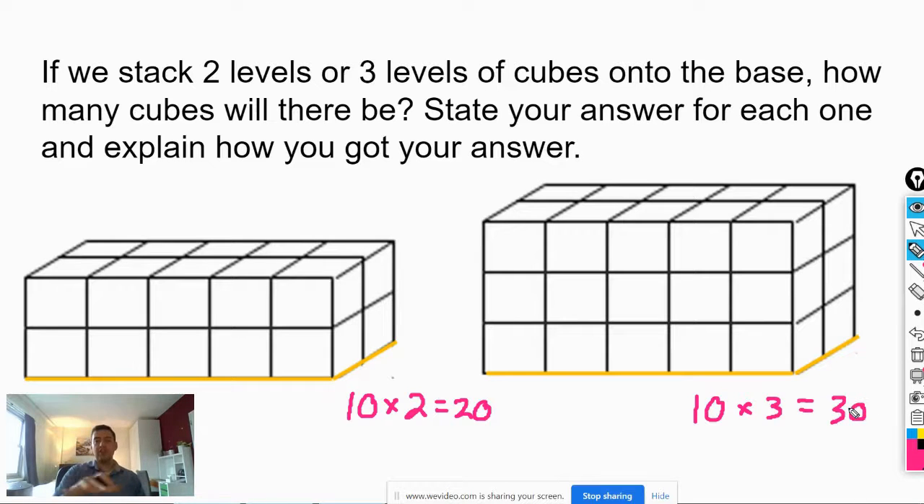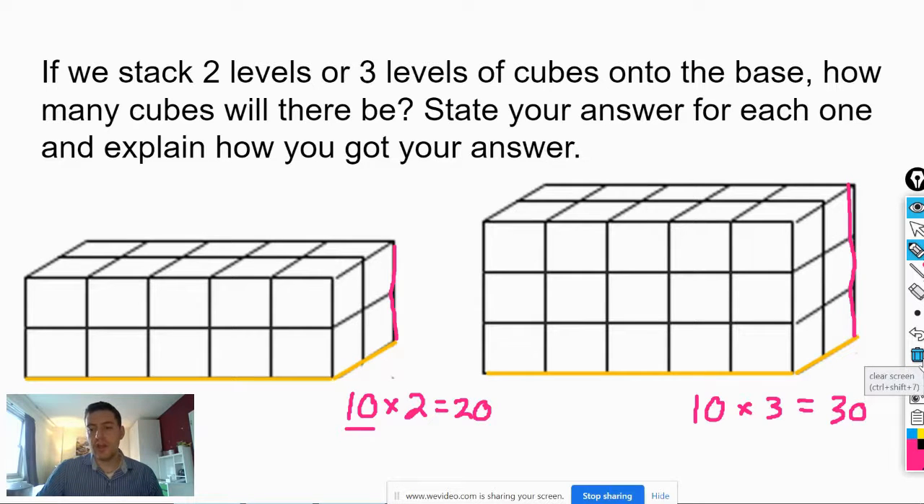Okay, so you can start to see where the general rule comes from. All we're doing here is taking the area of the base, which in this example was 10, and multiplying that by the height. Here, the height was 2 units. Here, the height was 3 units. And that's how we're figuring out how many cubic units there would be.